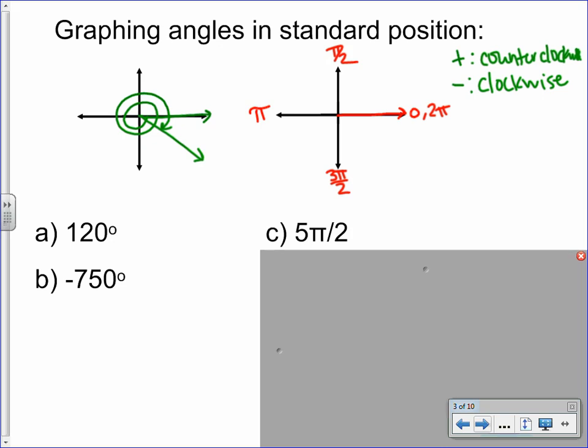So if we wanted to plot 5 pi over 2, first of all, is that greater or less than 2 pi? It's bigger than 2 pi, right? So we're going to go 1 full rotation and then another half pi. Five halves is like 2.5, right? So we went 2 pi and then another half pi.